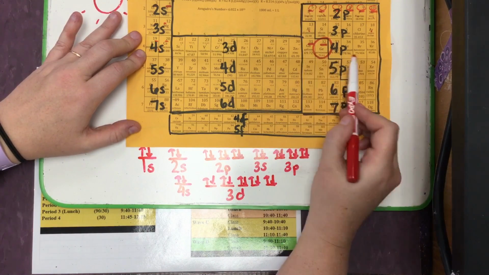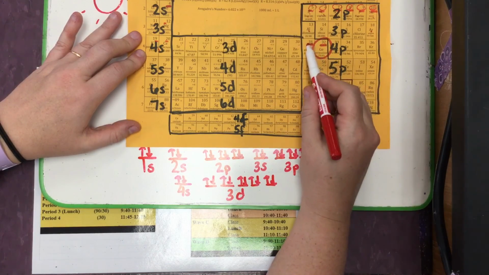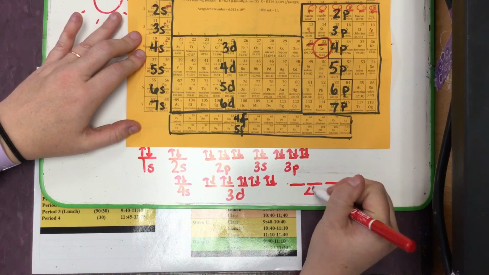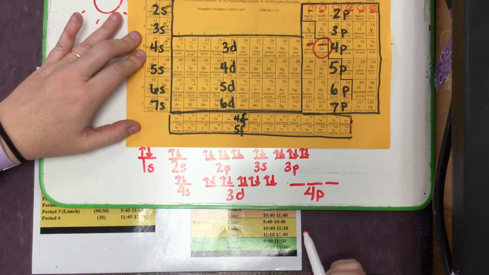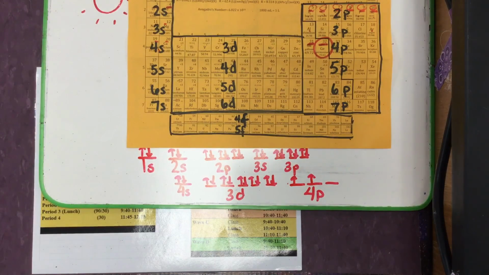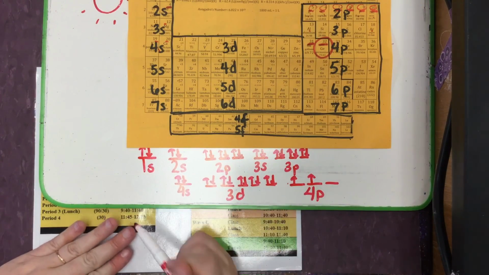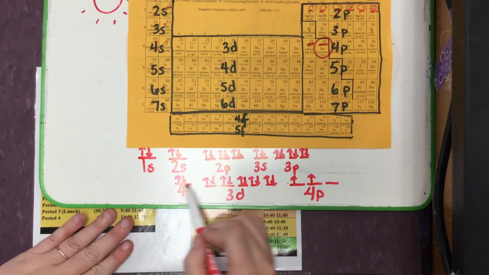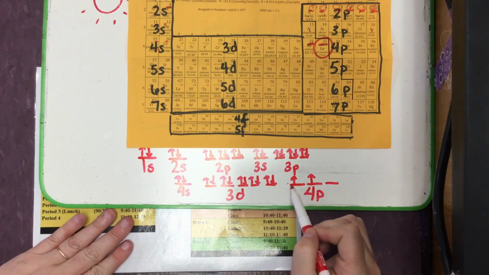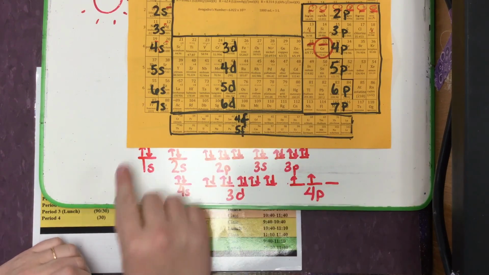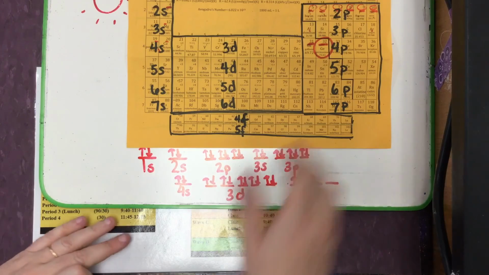And then we have 4p, but we only need 1, 2 more arrows in order to get to our element. We're still going to draw all 3 lines for the 4p, but then we're just going to put in the first 2 up arrows. Now, if we count our total number of electrons at this point, 2, 4, 6, 8, 10, 12, 14, 16, 18, 20, 22, 24, 26, 28, 30, 31, 32, it has to equal our atomic number. And that's how we know that this is the correct orbital notation.